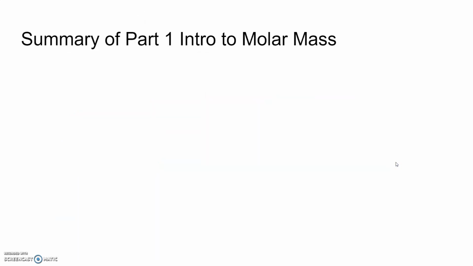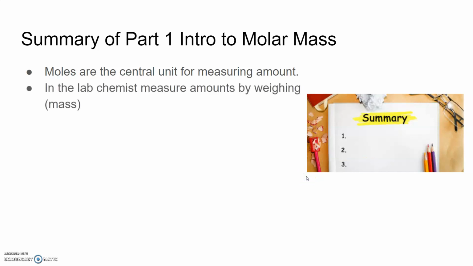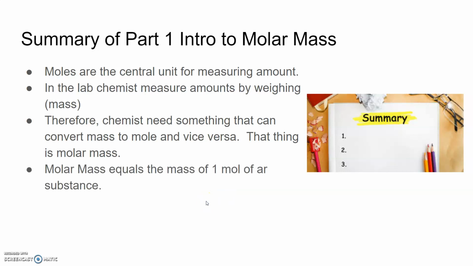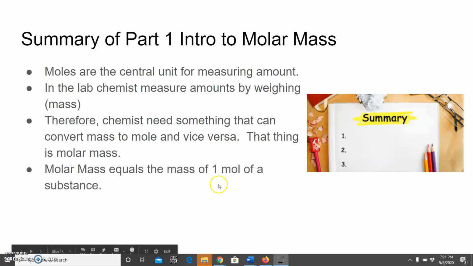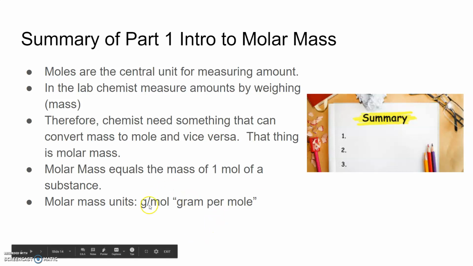All right, so in this section, we learned that moles are the central unit for measuring amount. In a lab, however, chemists don't measure moles, but they measure the mass. So chemists need something that can convert from mass to moles and vice versa, and that thing is the molar mass. Now, the molar mass is equal to the mass of 1 mole of a substance. I had a typo, I just corrected that there. And the units for molar mass are grams per mole, which is written as g/mol. And just so you know, mol is how you write the units for mole.